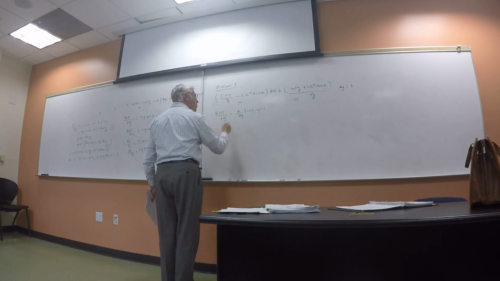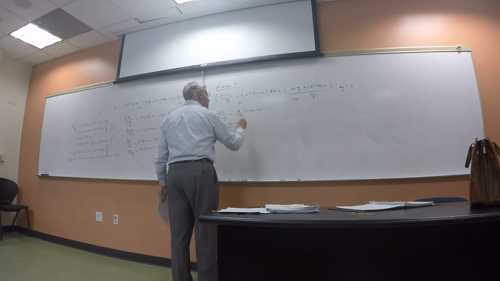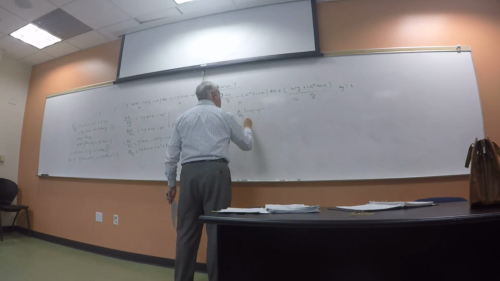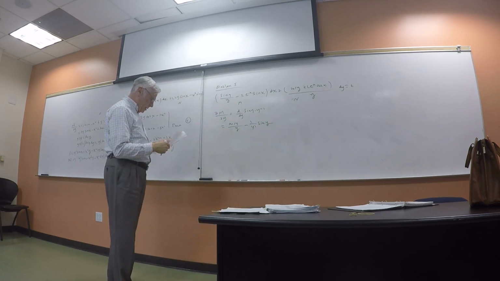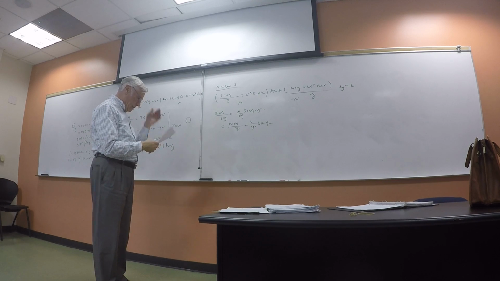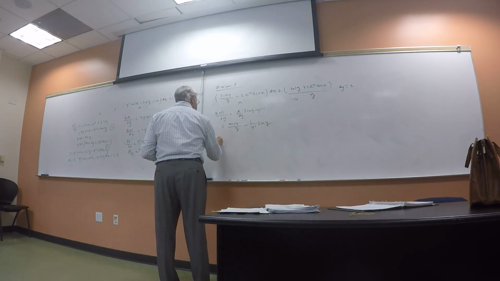And if you use the product rule, you'll get cosine of y divided by y minus 1 over y squared sine y. Or anything that's equivalent to that. Okay? 1 over y cosine y minus 1 over y squared sine y. Okay? And then we do the partial of N with respect to x.